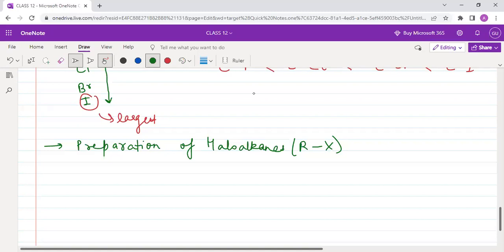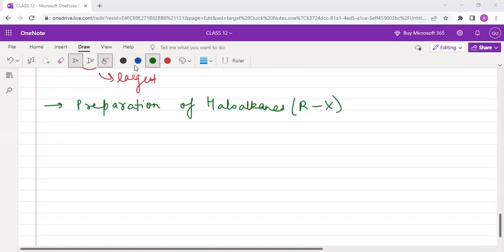Yes, from alkenes. How? By addition of hydrogen halide. Yes. So first we'll discuss how to prepare haloalkanes from alcohols.